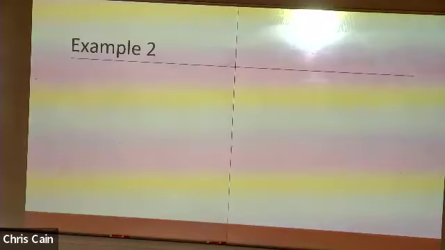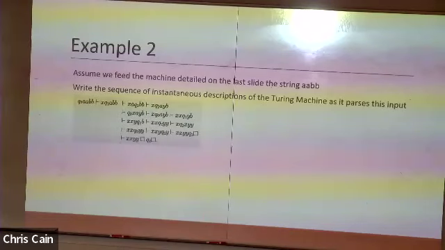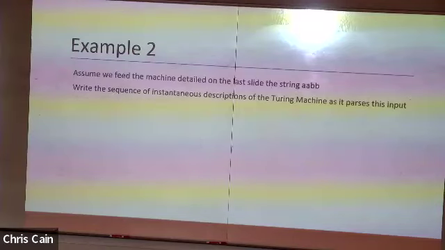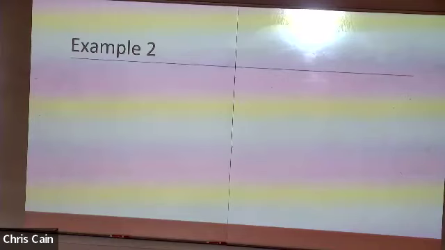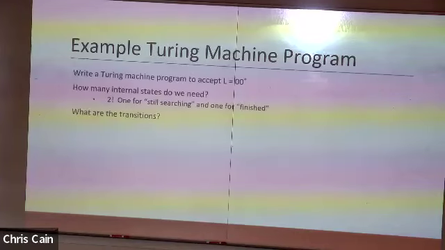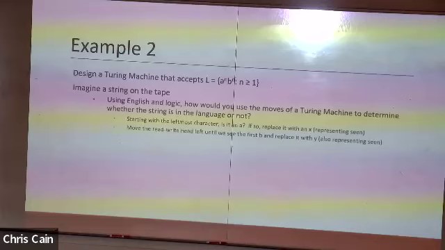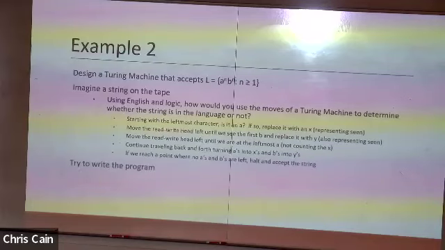Last we talked, we were looking at sequences of transitions, instantaneous descriptions. So we had the language A to the N, B to the N, which we knew was context free. We produced a Turing machine for this, and then we looked at the instantaneous transitions. So we wrote the Turing machine for this.